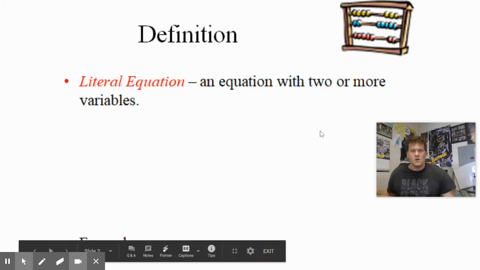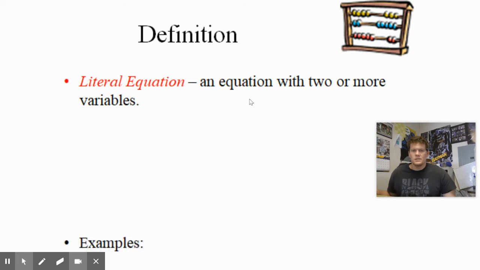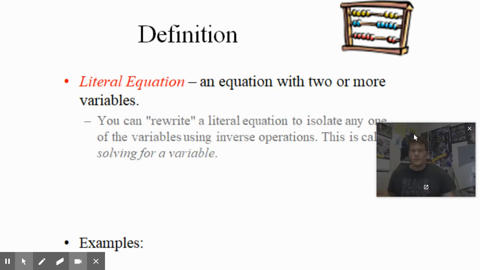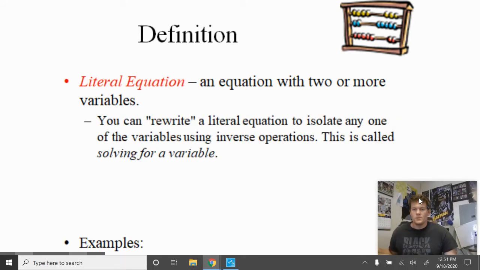So, talking literal equations, we better define it. When we're talking literal equations, that's an equation with two or more variables. Could look something like what we have coming up in the PowerPoint here. These literal equations we can rewrite by isolating any one of the variables using our inverse operations. This is called solving for a variable. It's gonna be the same thing as solving our equations from before, except now we're dealing with different variables.